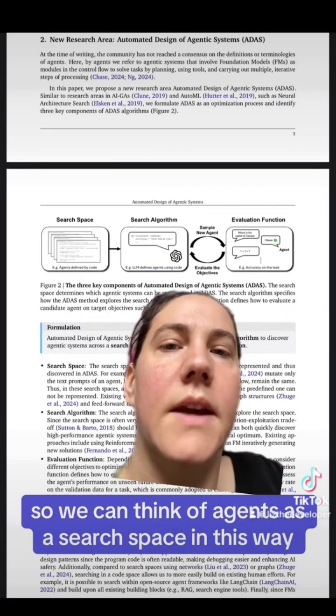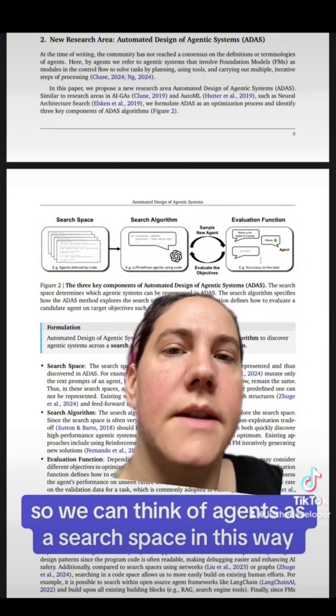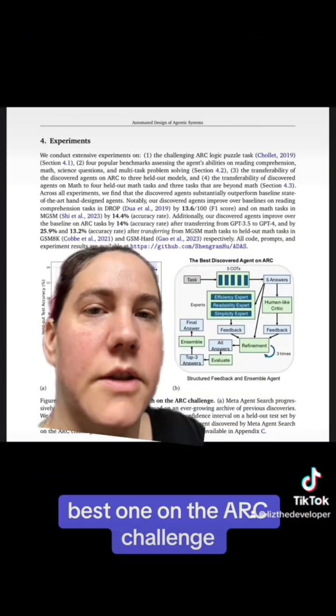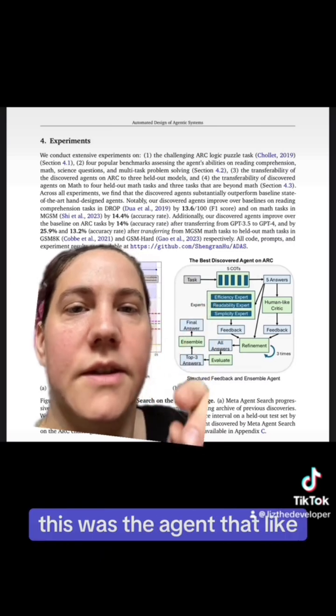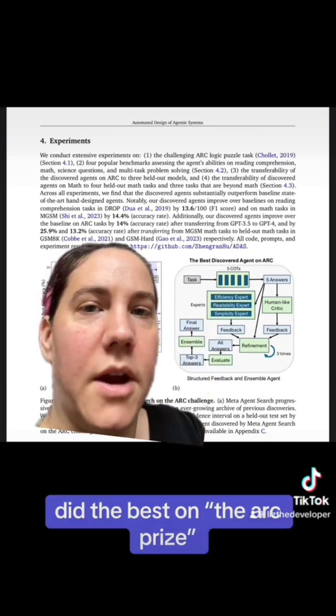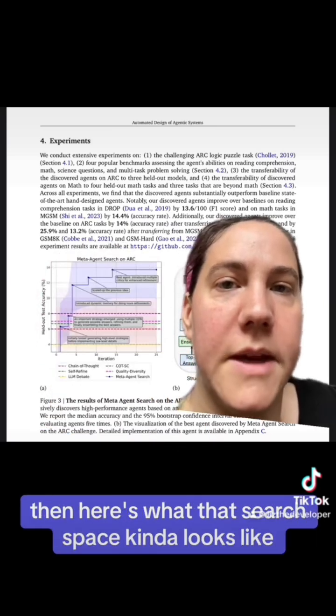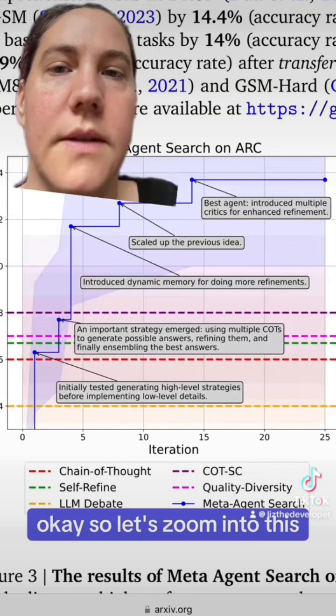So we can think of agents as a search space in this way. The best one on the ARC challenge, which I still think is BS, was this one. This was the agent that did the best on the ARC prize. And then here's what that search space kind of looks like. Okay, so let's zoom into this.